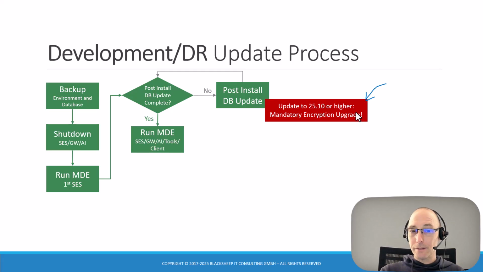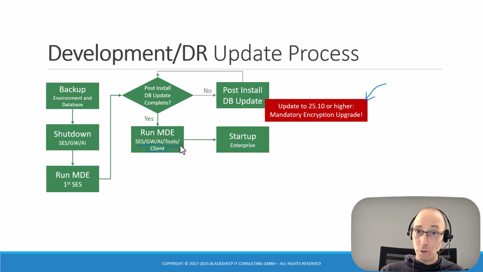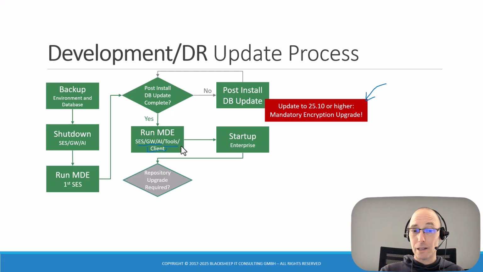Once it's completed, you can run the update on any other Siebel home directory you have for your other Siebel servers, your gateways, your AIs, your sidecars, your cache servers, your tools. Don't forget Siebel Tools. I'm looking at you. And don't forget your Siebel developer web client if you still have those. Then you can start up the enterprise and verify, do your smoke tests, so everything's still alive.